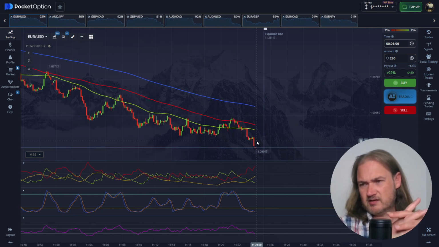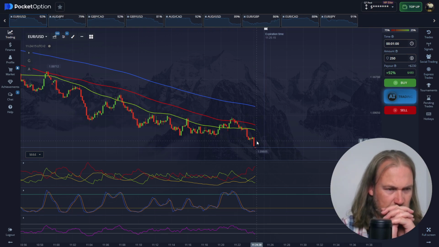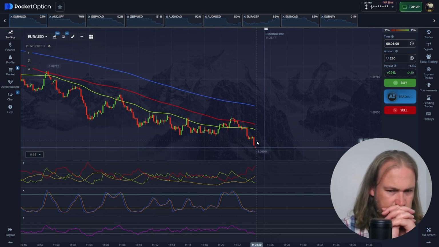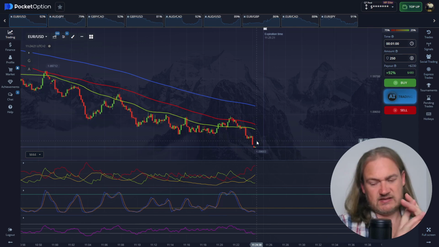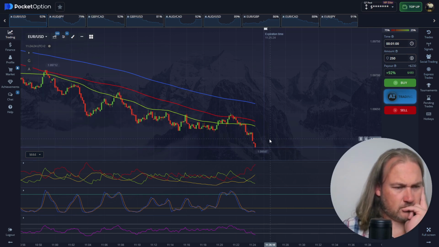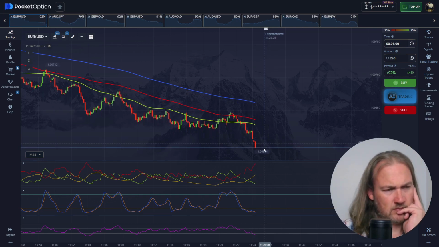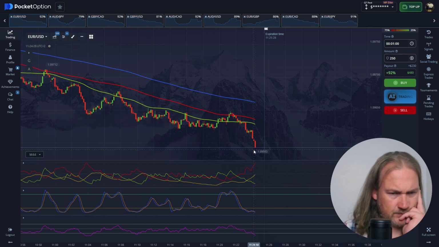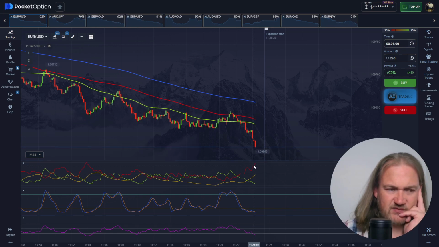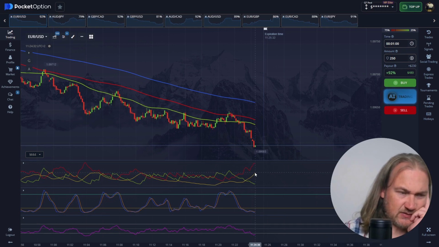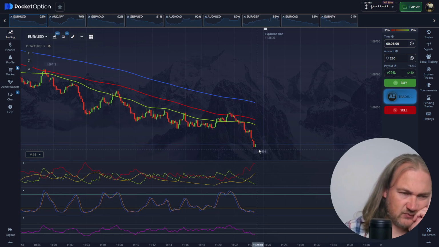Okay, so it looks like the direction is down, and we'll see what she gives us. Although we've got a massive DI spike here, the ADX is coming up real strong. So I won't take buys. I won't even consider taking buys here.